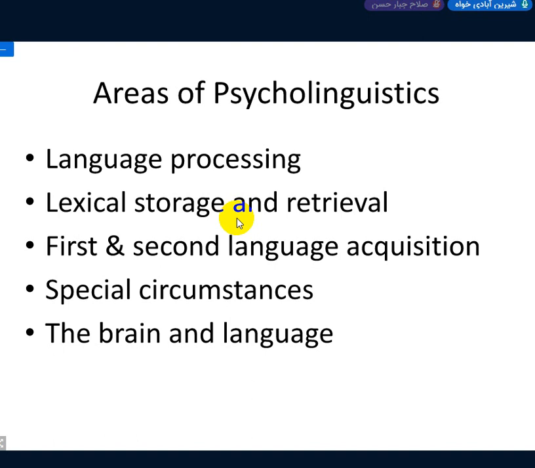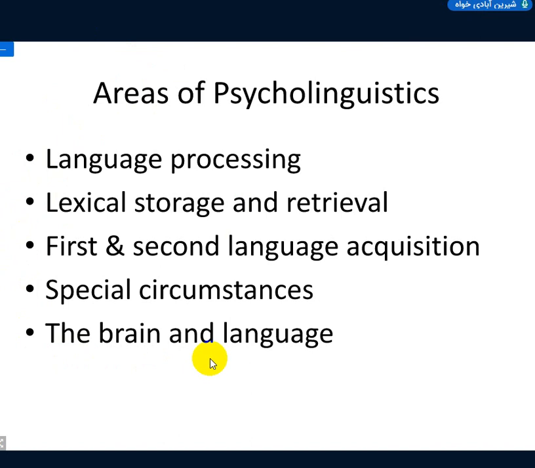Special circumstances means that people who have problems with language, for example, different types of aphasia, in different people. Some people may have problems in understanding language, or some people may have problems in producing language. So the problematic issues are discussed in special circumstances. The next topic is the brain and language.